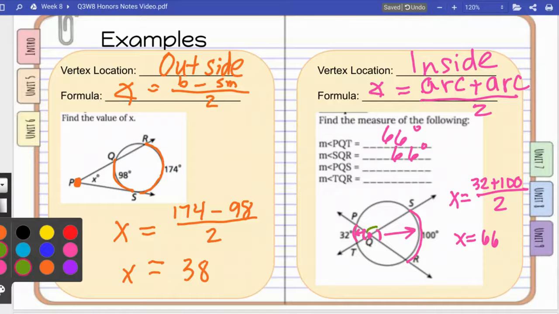How many degrees are the linear pair next to those? We take 180. We subtract 66 from that. We get 114 degrees for both of the angles that are left.